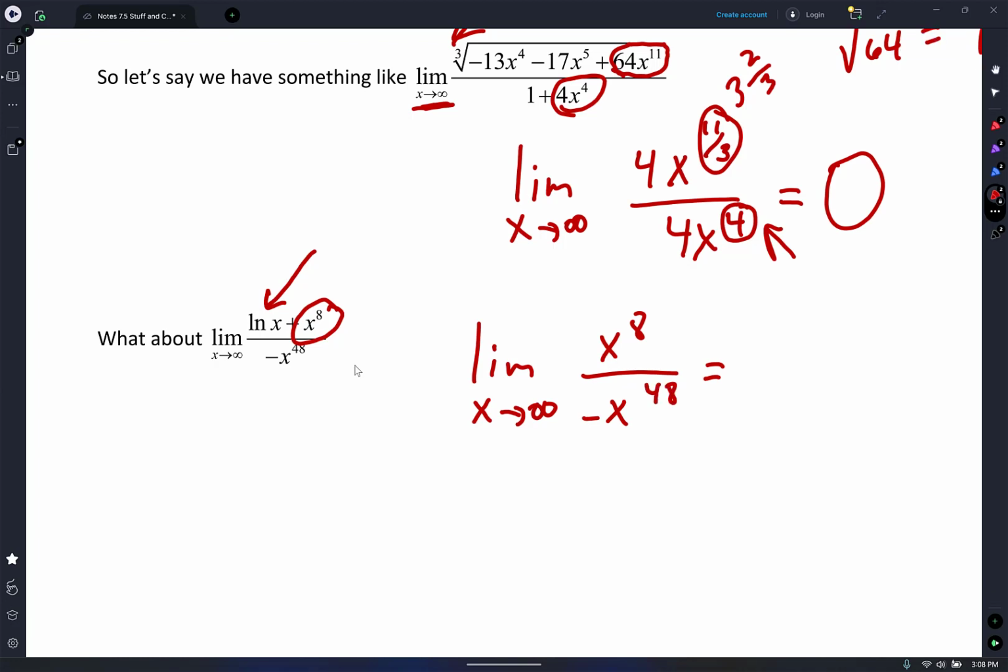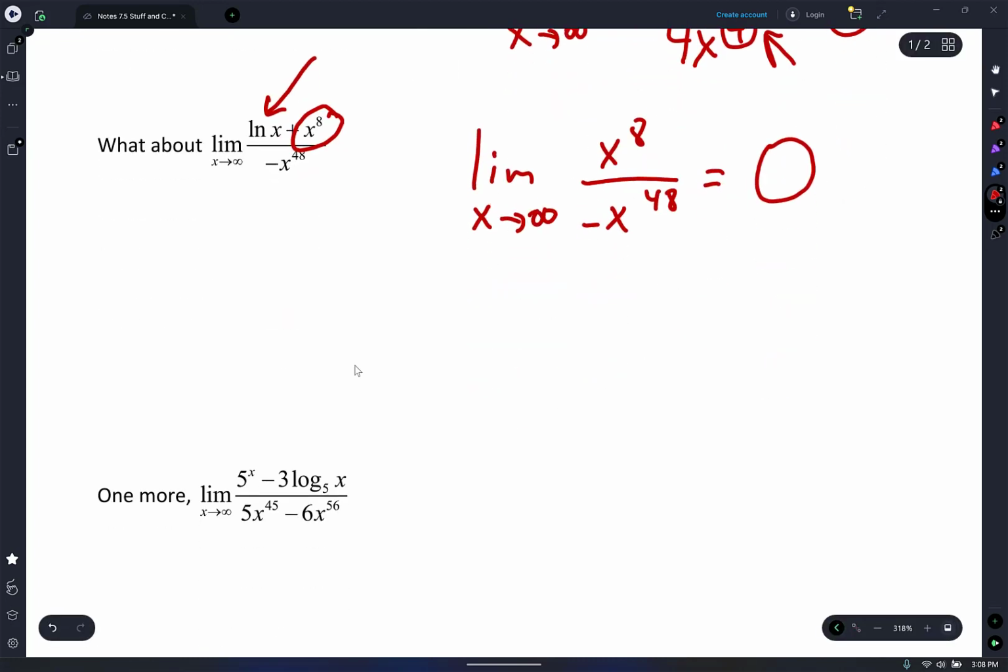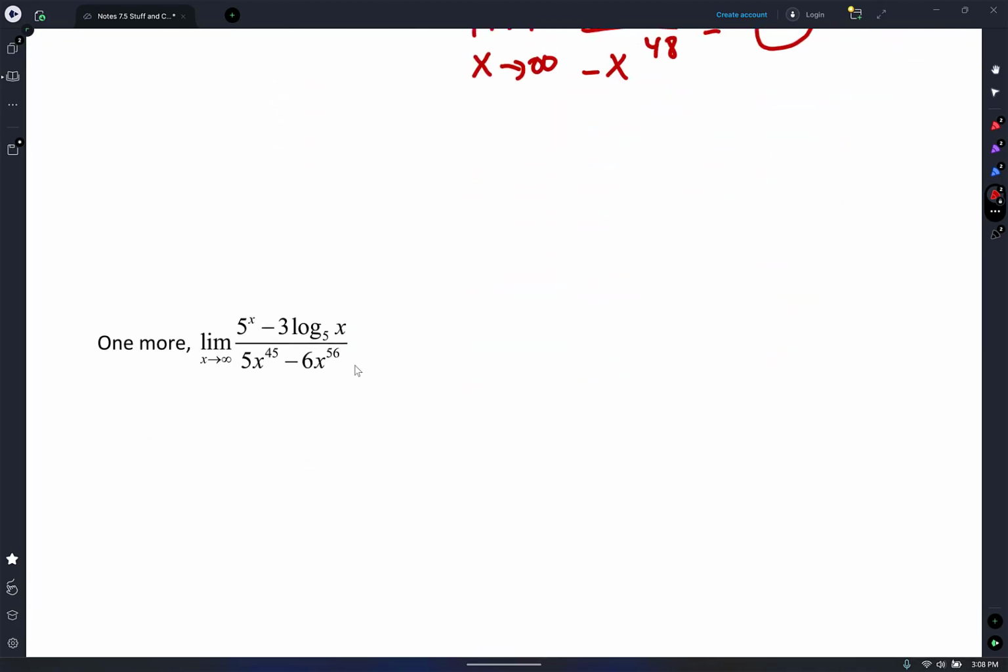and then I would say, what's growing faster as x approaches infinity? The numerator or the denominator? The denominator. So this is, again, 0. As long as the denominator grows faster than the numerator, it's always going to be 0. Cool or not cool? All right, last one before we hit the next one.